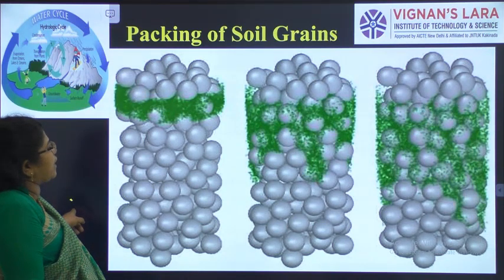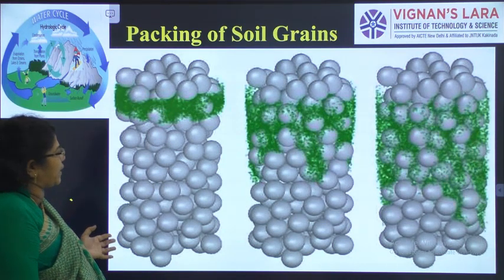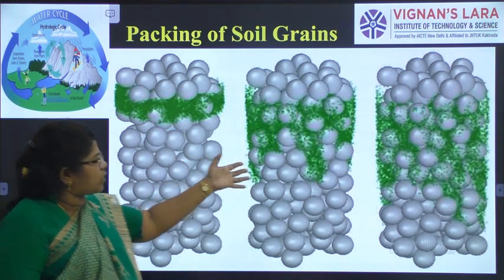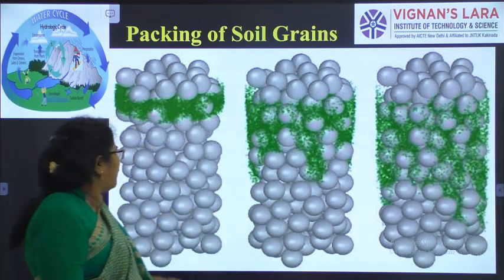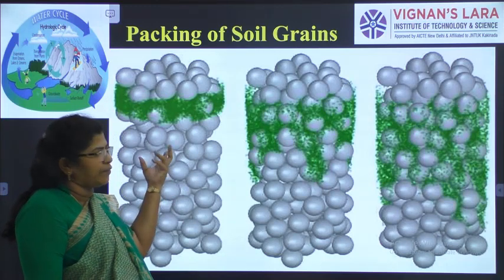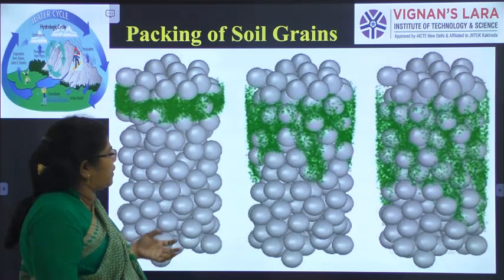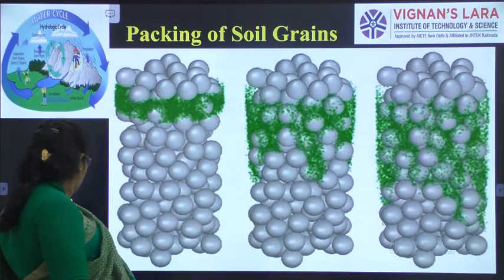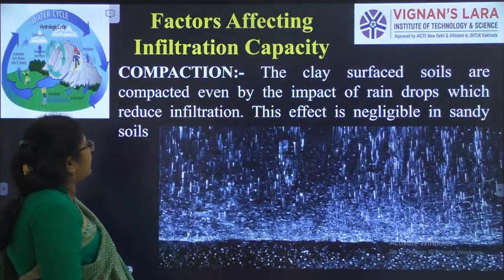The fourth one is the packing of soil grains. If the packing of soil grains is very loose, then the infiltration will be more. If it is very tightly packed, then the infiltration will be very less. Depending upon the packing of the soil particles or soil grains, we can know the infiltration.